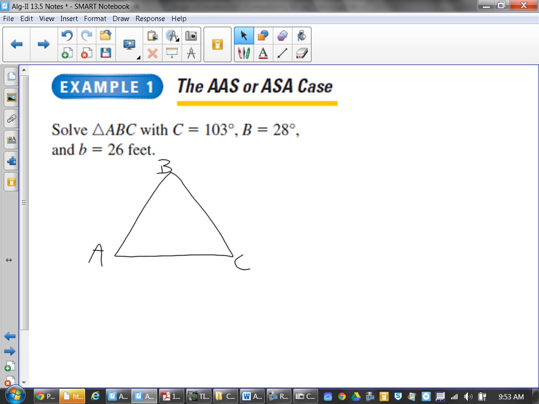Does it need to be drawn to scale? Yes. No. I need a 26-foot paper.